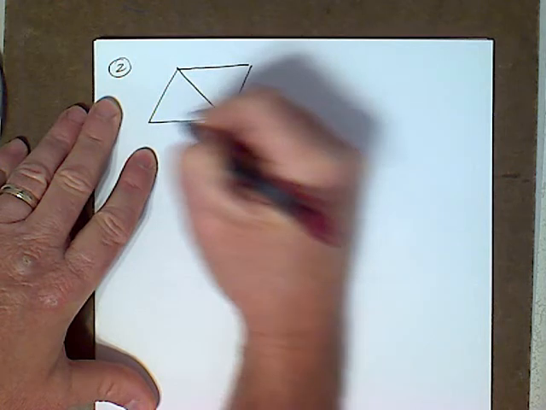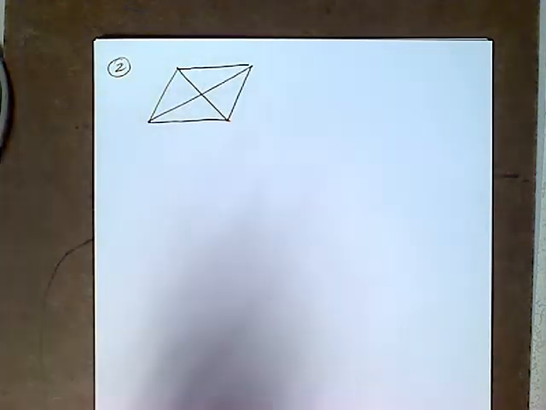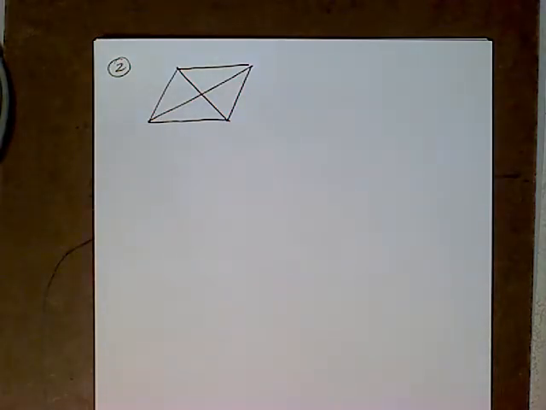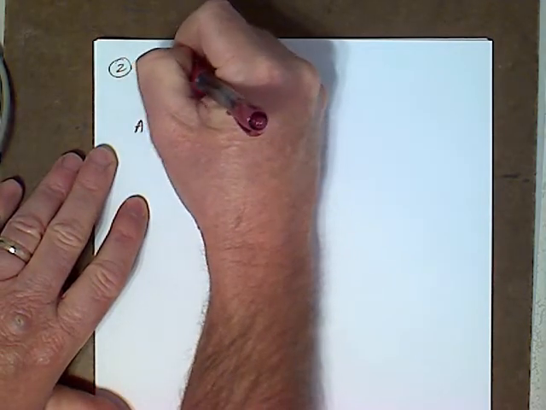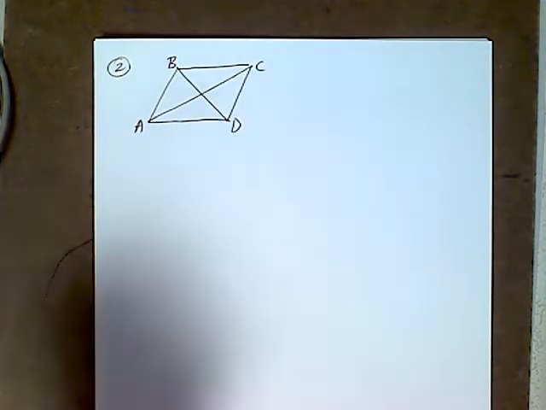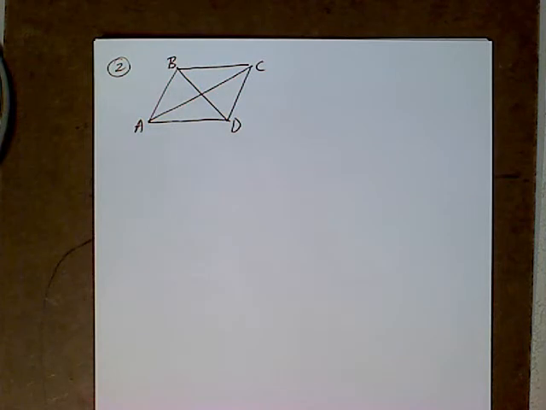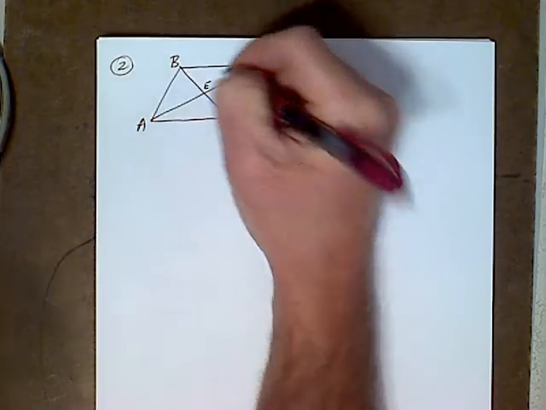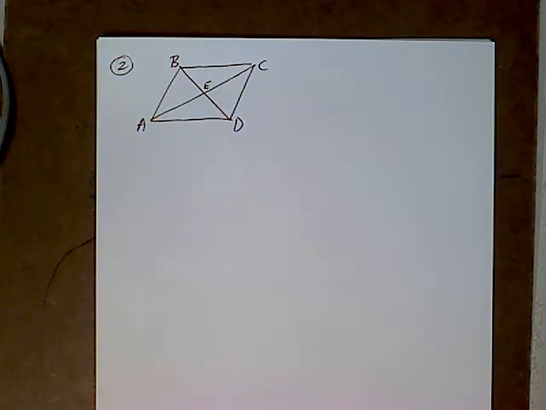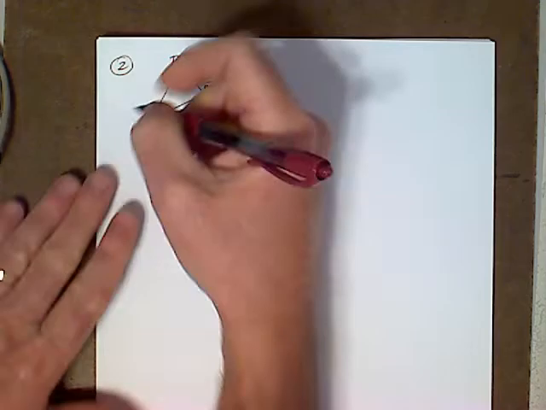Okay, but this time I'm going to draw in diagonals. Diagonals connect two non-adjacent vertices. Okay, we'll call it A, B, C, D like this. We can put a point in the middle here, E, if you want. Okay. And so here's my labels.